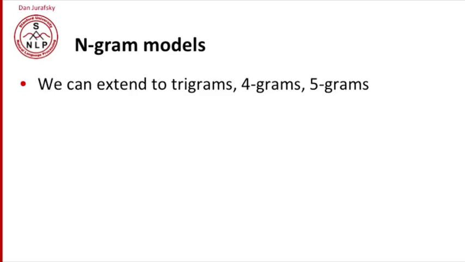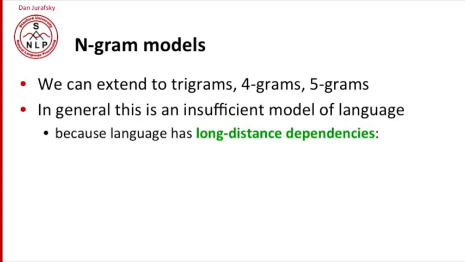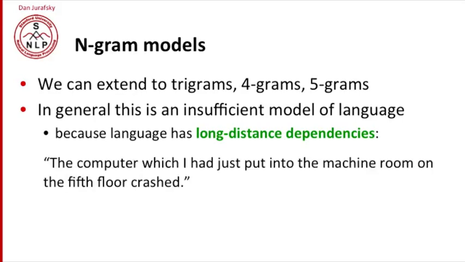Now we can extend the n-gram model further to trigrams, that's 3-grams, or 4-grams, or 5-grams. But in general, it's clear that n-gram modeling is an insufficient model of language. And the reason is that language has long-distance dependencies. So if I want to predict the next word in "the computer which I had just put into the machine room on the fifth floor", and I hadn't seen this next word, and I want to say, what's my likelihood of the next word? And I condition it just on the previous word, "floor", I'd be very unlikely to guess "crashed". But really, "crashed" is the main verb of the sentence, and "computer" is the subject, the head of the subject noun phrase. So if we knew "computer" was the subject, we're much more likely to guess "crashed".